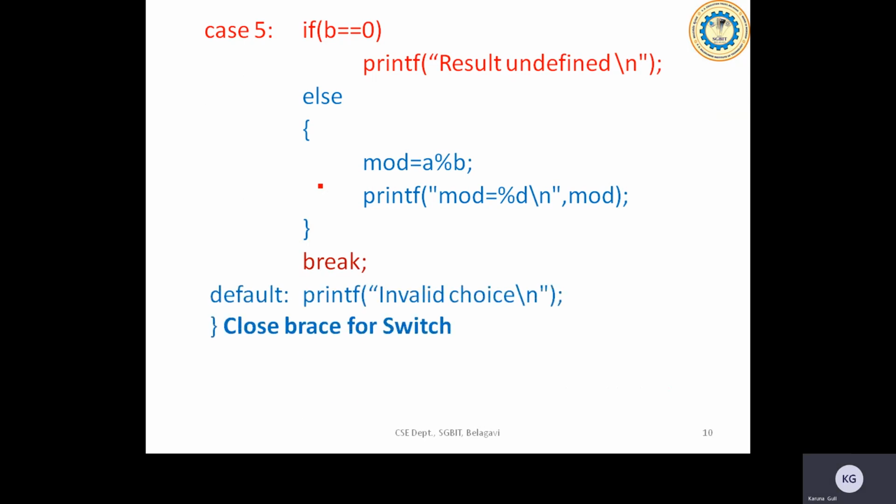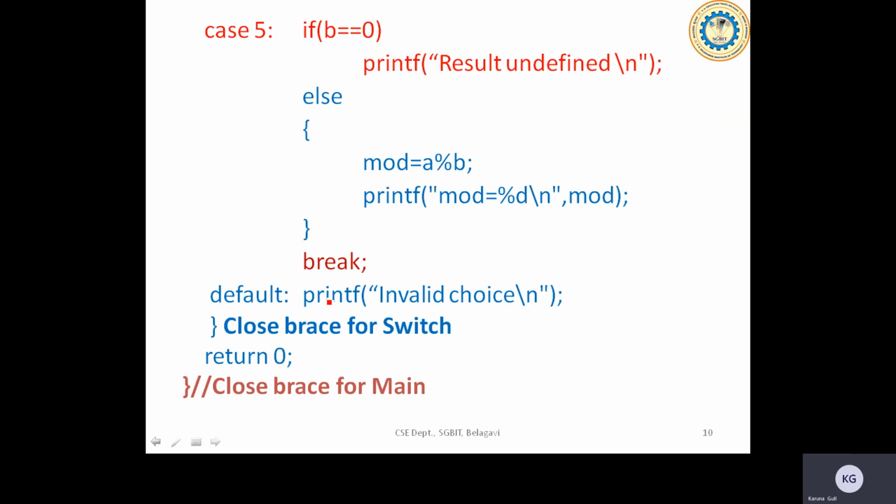The last statement is the default statement. If you give any value other than the 5 choices, we have to give it as an invalid choice. So now we are going to close the switch statement. Then after that, as you have started with int main, the last statement should be return 0. Then we are going to close the main brace.